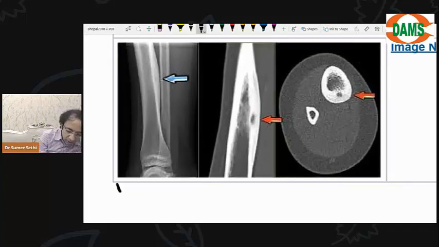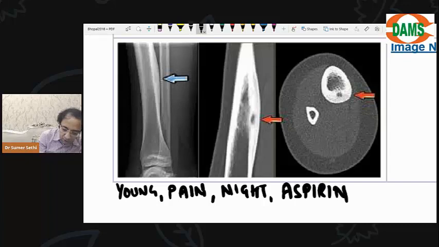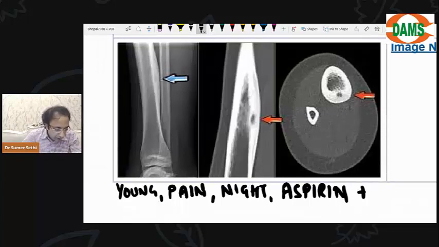This is a young patient with pain in the leg, more at night, relieved by aspirin. Okay, history clear? Young patient, pain in the leg.